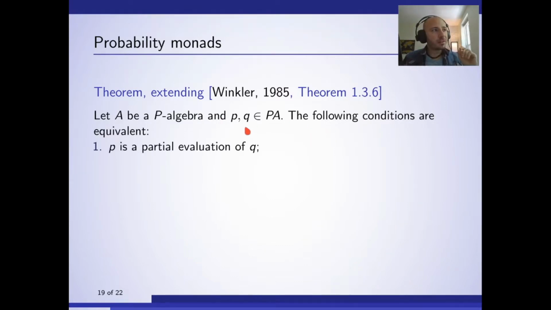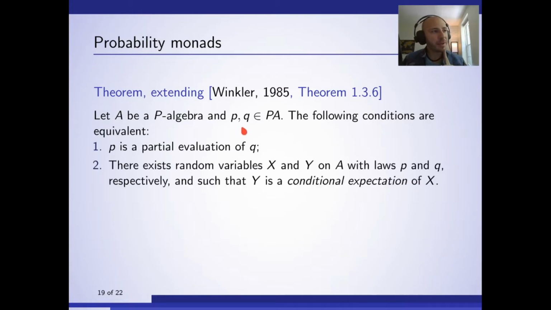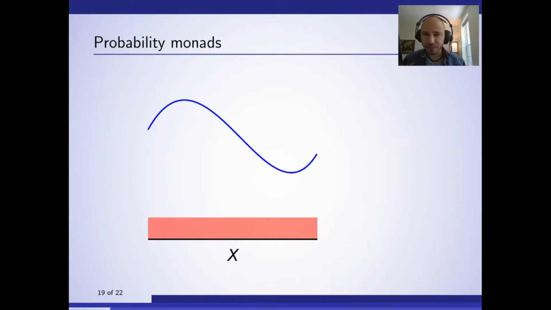So it turns out that, as a corollary to a theorem that's been known since the 80s, given probability measures P and Q on PA, so formal expressions if you want, P is a partial evaluation of Q if and only if these two probability measures are laws, are distributions, of random variables which are in relation of conditional expectation. For those of you not familiar with conditional expectation, here's a rough idea.